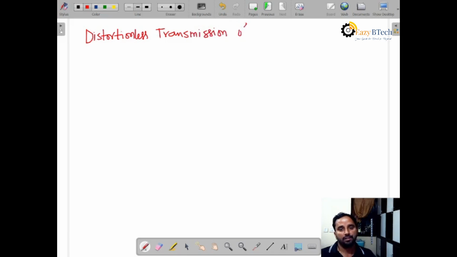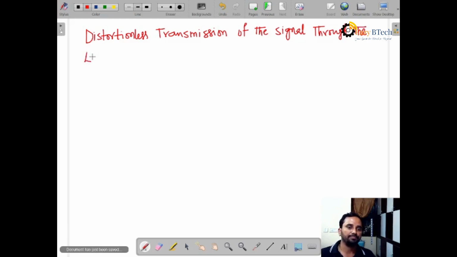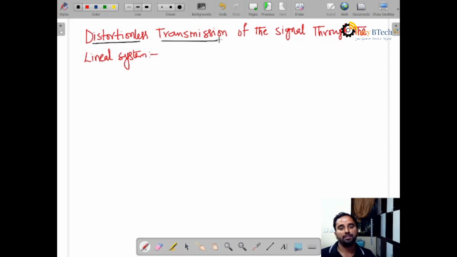Distortionless transmission of the signal through the linear system, or LTI system, linear and time invariant system. So this is a very, very important topic. Okay, distortionless transmission of the signal through the linear system.